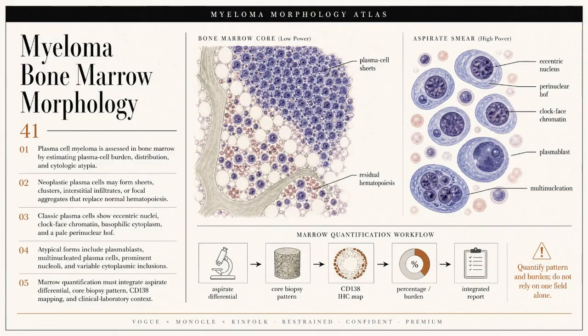From a workflow perspective, specimen triage is crucial. Bone marrow aspirates provide cytological detail and are often used for flow cytometry and molecular studies, while core biopsies offer architectural context and are preferred for immunohistochemistry and cytogenetic analysis. Proper fixation, typically in neutral buffered formalin, and controlled decalcification protocols preserve tissue integrity and antigenicity, enabling reliable downstream testing.